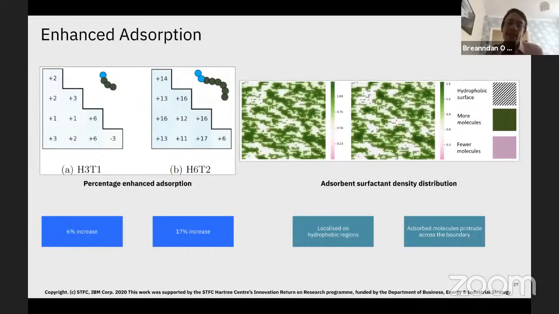And when we then investigate the spatial distribution of the density of adsorbed molecules, we can see, as we might expect, that they typically adsorb onto the attractive hydrophobic domains, shown here in the dashed regions. However, we do see around the boundary between the hydrophilic and the hydrophobic domains that in some areas it is possible for the molecules to protrude across the boundary over the hydrophilic domains, and in some areas reach out or bridge over to another hydrophobic domain.